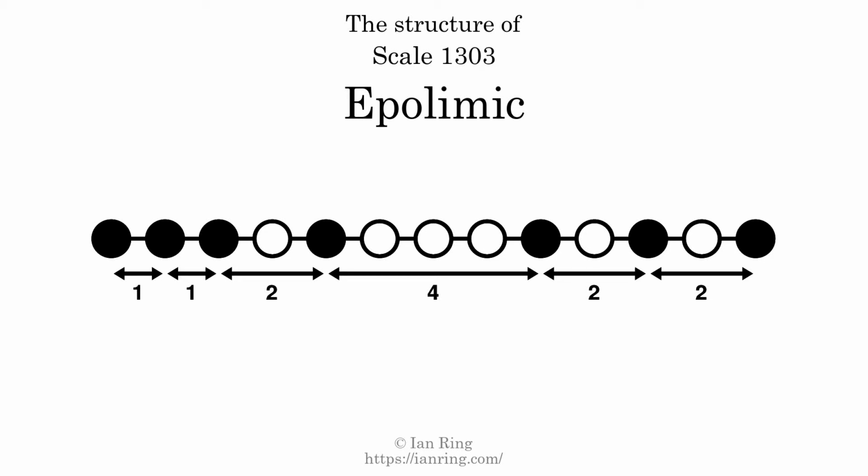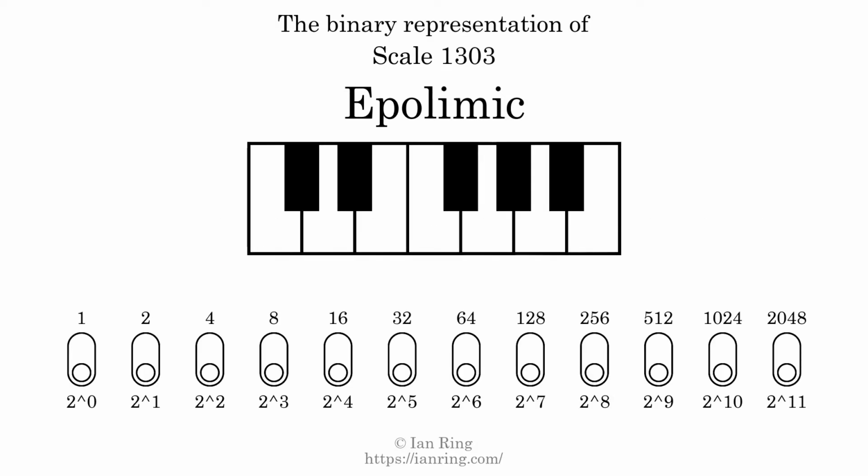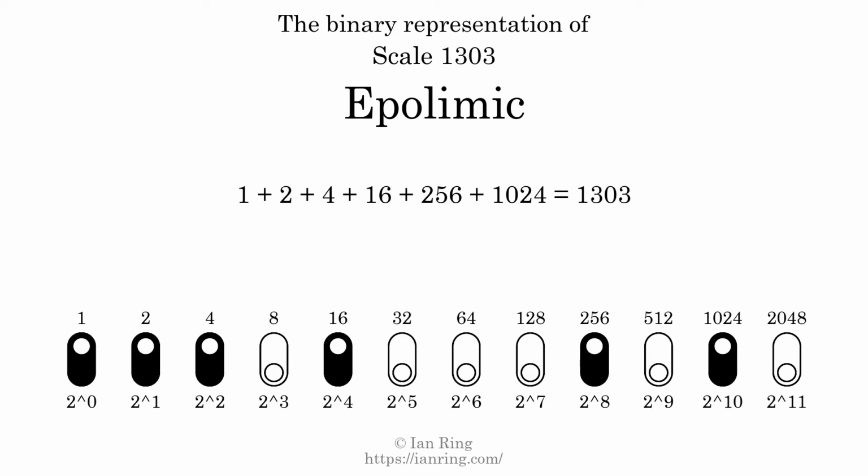The structure of a scale is a description of the interval distance between each successive tone. This scale has a structure of 112422. The binary representation of this scale is determined by mapping tones of the scale to binary digits. Each binary digit represents a power of 2. To get the scale number, we add the powers of 2 together. The powers of 2 that are present in the scale, all added together, equals 1303. That is why the scale number, in decimal, is 1303.